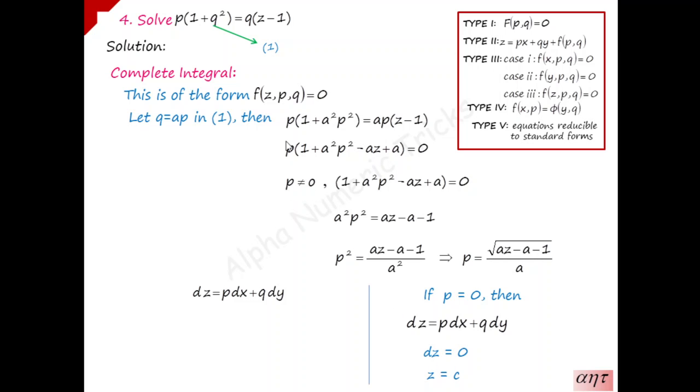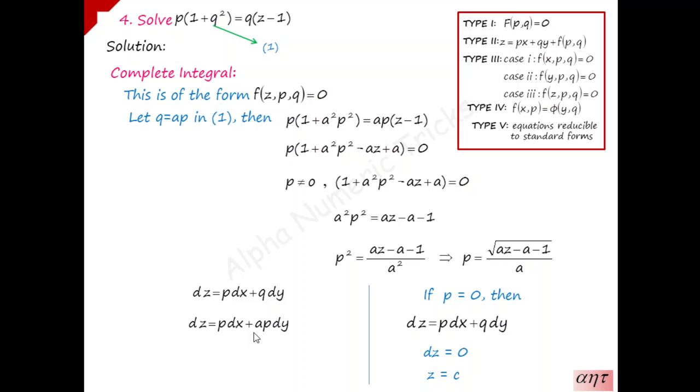For that reason only I asked you to retain this p here itself. We have to make use of this, because a complete integral always consists of two arbitrary constants. Z is having a single arbitrary constant here, so p is not equal to 0. This is the way we conclude. And so here we have to get the value of p and substitute p and q values here.